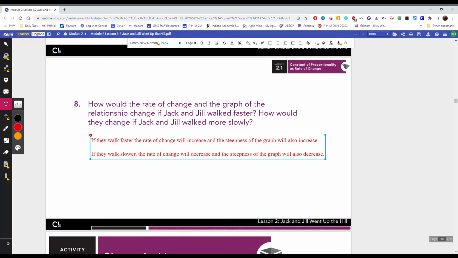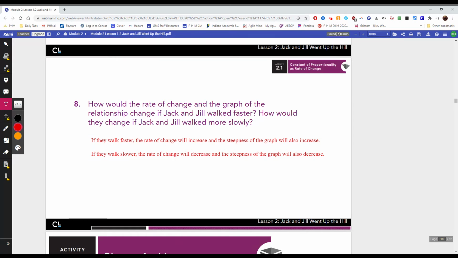This is similar to the question we answered at the very end of our last lesson, where the greater the ratio, the greater the steepness of the line. Same thing, the greater the rate of change, the greater the steepness of the line.